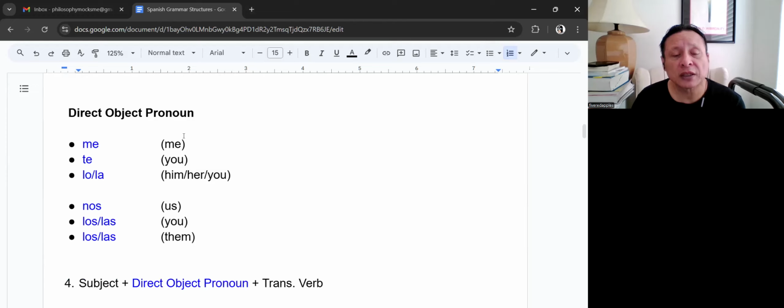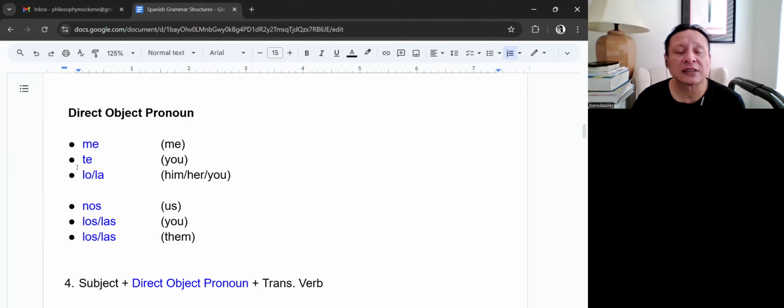Corresponding to you, singular, is te. Corresponding to him is lo. Corresponding to her is la. Corresponding to you, polite, in other words the usted in Spanish, we don't use usted because it's not the direct object pronoun. You have to choose. If you're talking to somebody and that person is a male, then you say lo. That corresponds to usted. And you say la, which corresponds to usted also, for feminine. Nos corresponds to us.